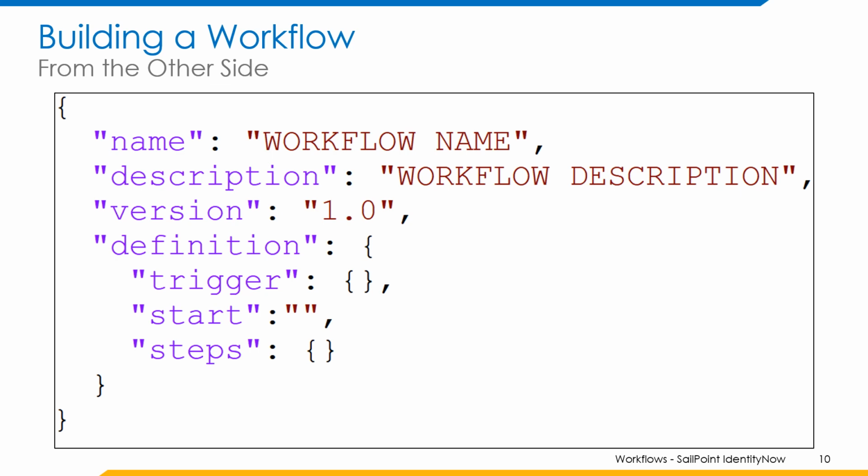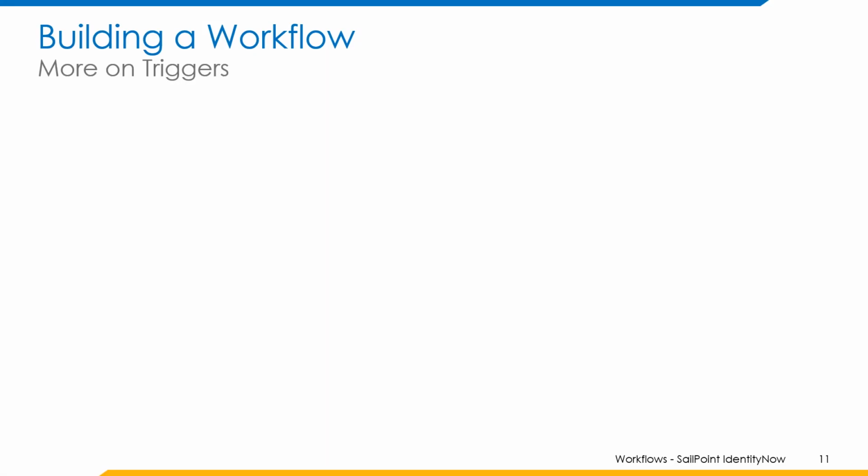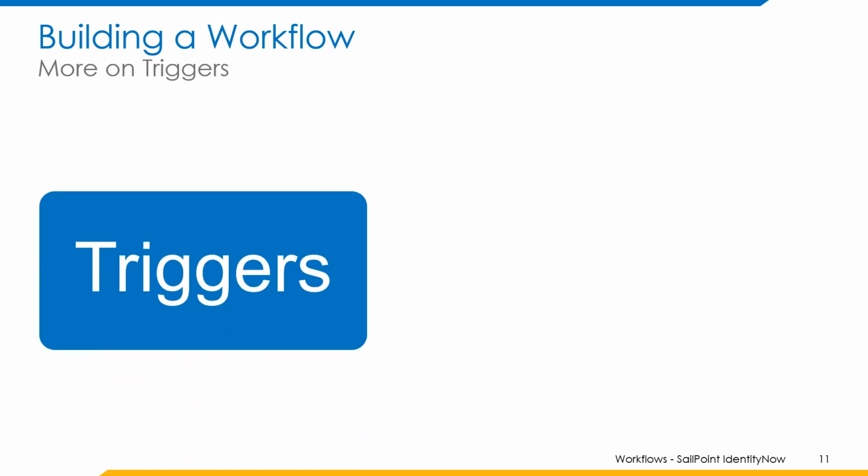As we understood what a workflow is and how it works in IdentityNow, let's have a close look at triggers. A trigger is the event that tells the workflow to start. It is the only starting point for a workflow and also provides the initial input. All workflows must have one trigger.